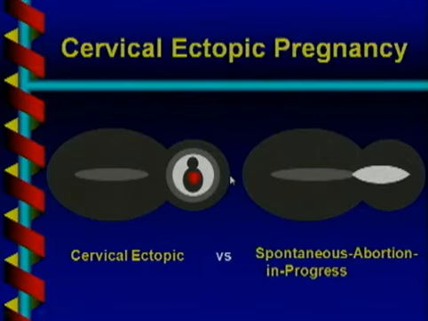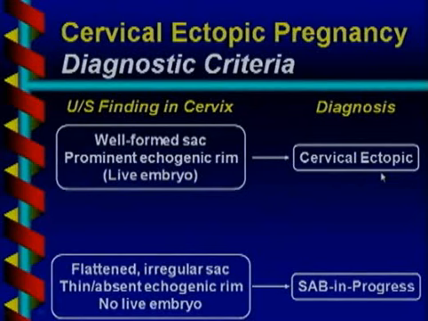Cervical ectopic pregnancies are ones that are implanted in the cervix, and there the potential difficulty is separating it from a spontaneous abortion in progress. We diagnose a cervical ectopic, one that is implanted in the cervix instead of one that's passing through it, if we see a nice well-formed gestational sac with a nice bright ring around it, especially if we see an embryo with a heartbeat. If we see a flattened sac without a nice bright ring around it, no embryo or heartbeat within it, we diagnose a spontaneous abortion in progress.